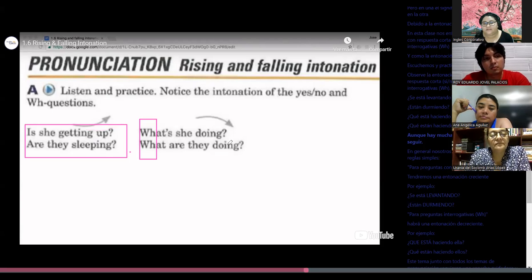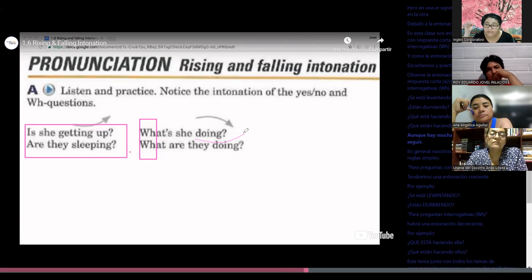Entonces, fíjese usted en una película o en una serie que a usted le guste, cuando hacen con what, o con where, o con why, con cualquiera de las WH, para que usted corrobore si en efecto baja la entonación al final de este tipo de preguntas o sube, right? Para que usted pueda escucharlo en la vida real, okay?